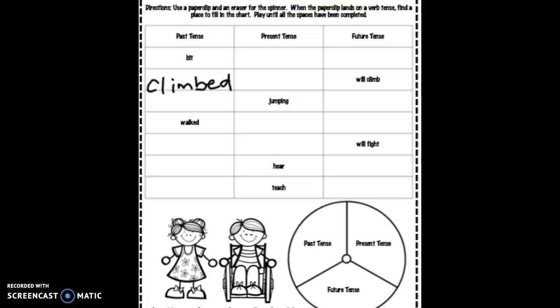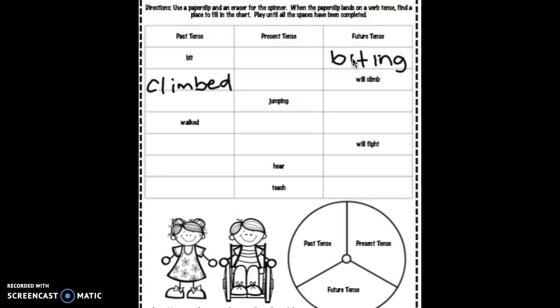All right, now let's say I spin again at the bottom and I land on future tense. Then I need to fill in any of these boxes with the future tense. So I know here says bit. So I'm going to come over here and I can put biting. And you're going to finish and keep spinning until your entire chart is filled in.